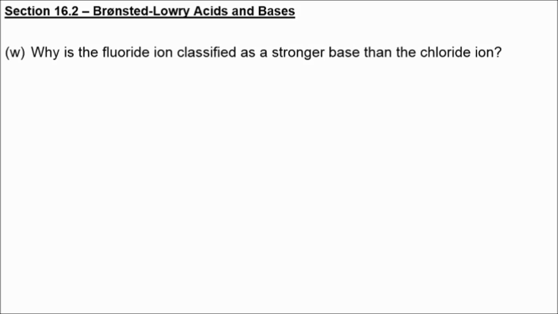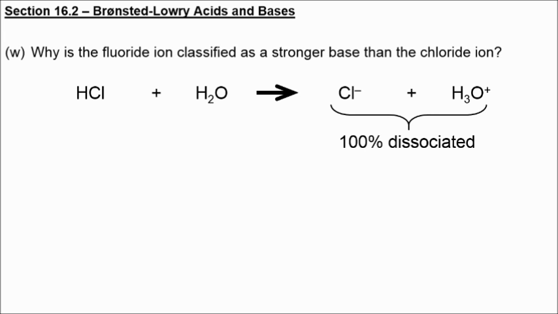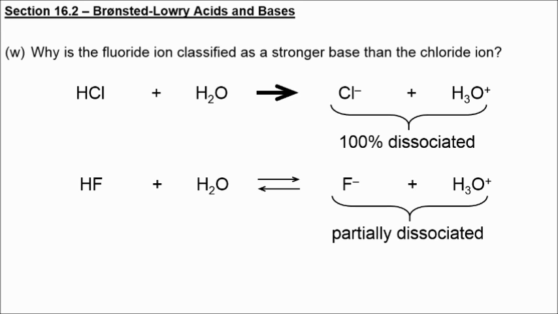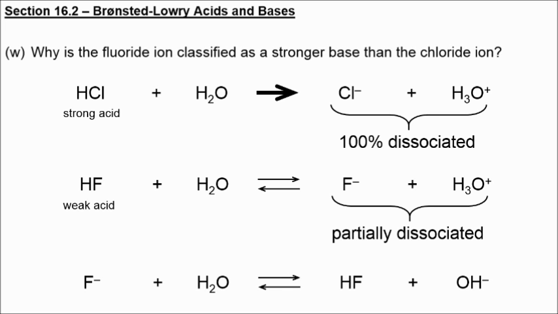Why is the fluoride ion, so F-, classified as a stronger base than the chloride ion, Cl-? Well, since chloride came from a strong acid, hydrochloric acid, and since fluoride came from a weak acid, the difference is that chloride has negligible basicity, just like nitrate we talked about, but fluoride is classified as a weak base. So fluoride could react with water to produce HF and the hydroxide ion because fluoride came from a weak acid.